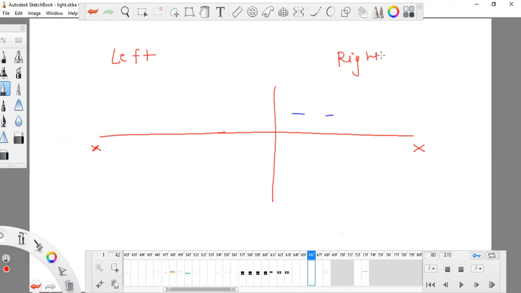Remember, anything which is at the left side should be negative, and anything which is at the right side should be positive. I drew this incorrectly on the previous slide. So it is negative at this side and positive at this side. This is x positive and this is x negative. Don't get confused, we just assume this.